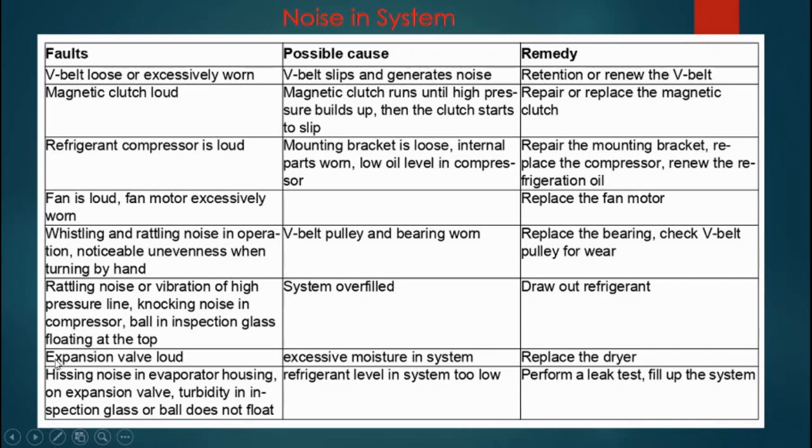The second last is the expansion valve loud. Cause: excessive moisture in the system. Its remedy is replace the dryer. That bottle, the receiver dryer, has to be replaced. The last one is hissing noise in the evaporator housing on the expansion valve, turbidity in the inspection glass or the ball does not float. So the refrigerant level in the system is too low. Its remedy is to perform a leak test and fill up the system.